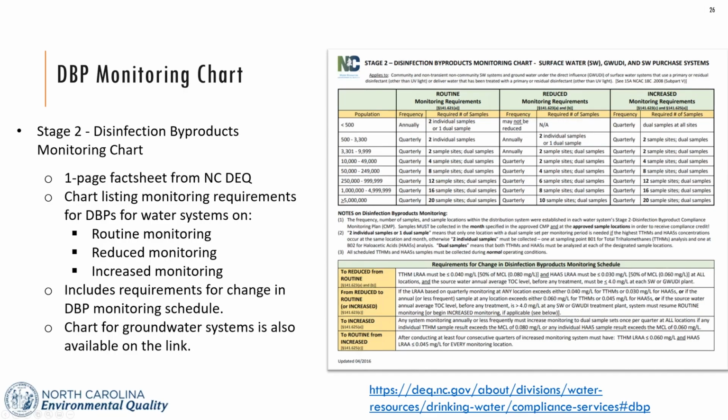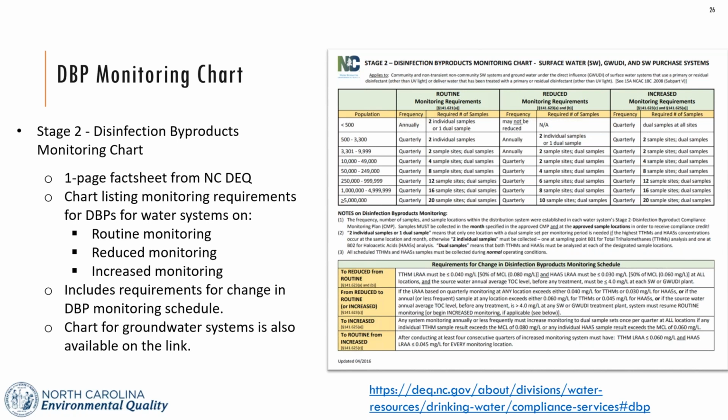So here are a few resources that are designed to assist water systems to better understand what exactly I just talked about and to comply with the monitoring and sampling requirements. The first is a Stage 2 DBPR monitoring chart from North Carolina DEQ. It's a one-page chart that is handy for operators to understand the monitoring requirements for their system.